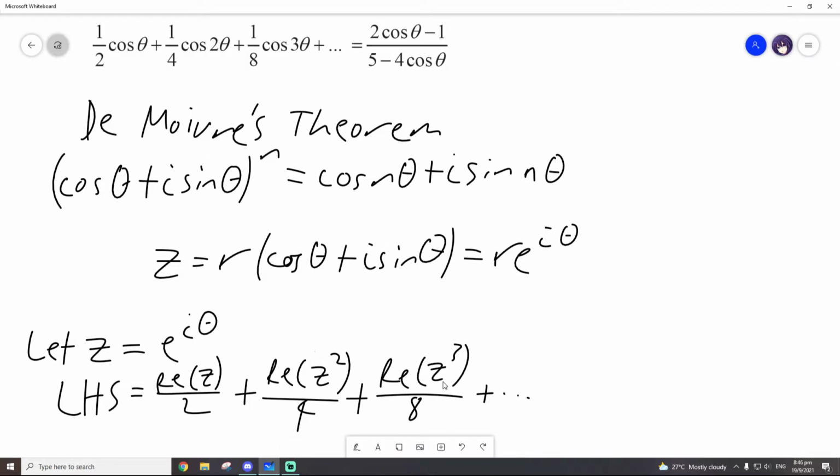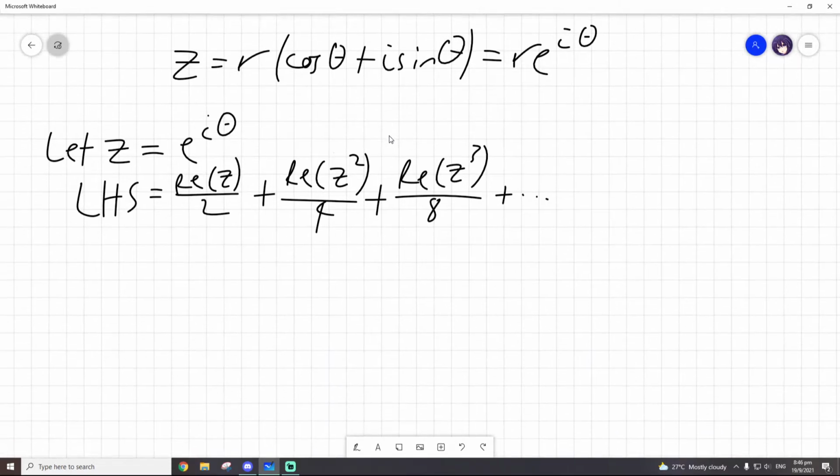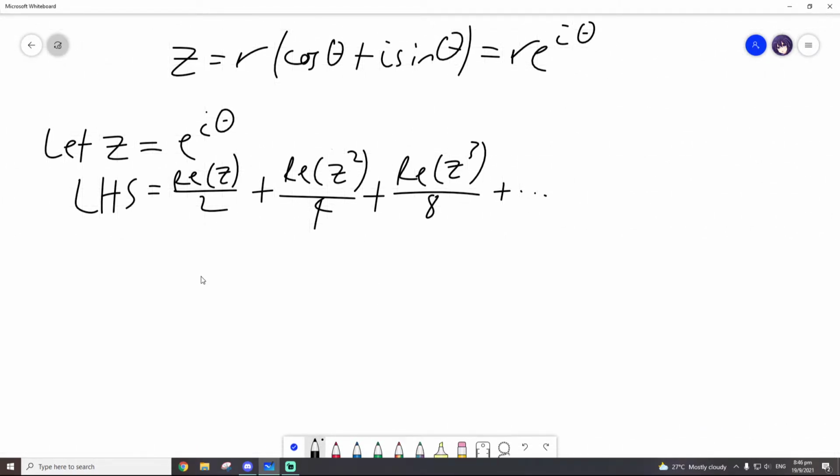Now, recall, z cubed is really e to the power of 3i theta, which by de Moivre's theorem is cosine 3 theta plus i sine 3 theta. And the real part of that is cosine 3 theta, and we divide that by 8 to get the term above. So we need to continue doing this. Now, notice that every term is a real number, so what I can actually do is factor out the real part.